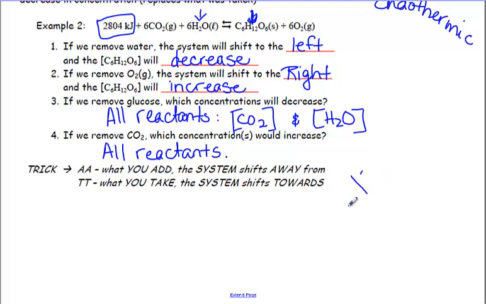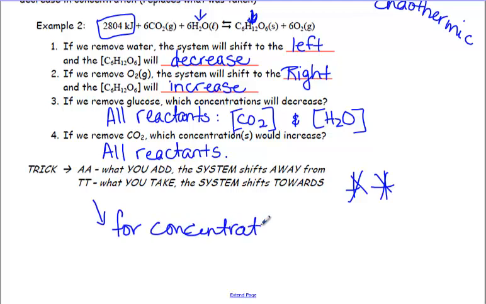Here's a little trick though, and this is really a good way to help you remember this. AA, what you add, the system shifts away from. What you take, the system shifts towards. That will help you for concentration only. So remember, for concentration. Because now we're going to look at the other two stresses.